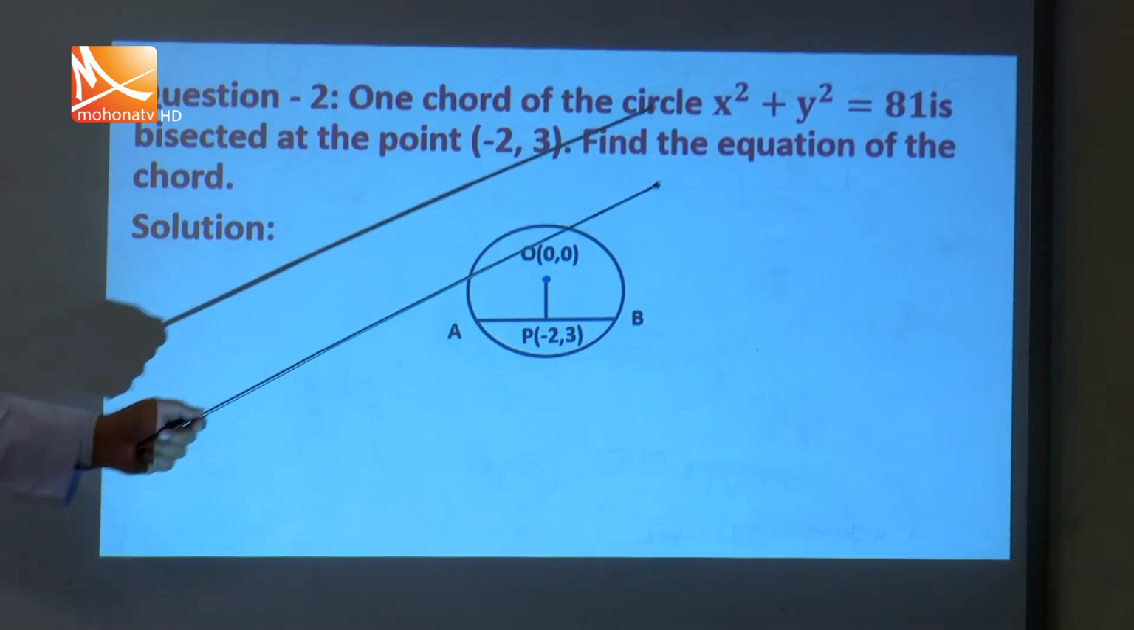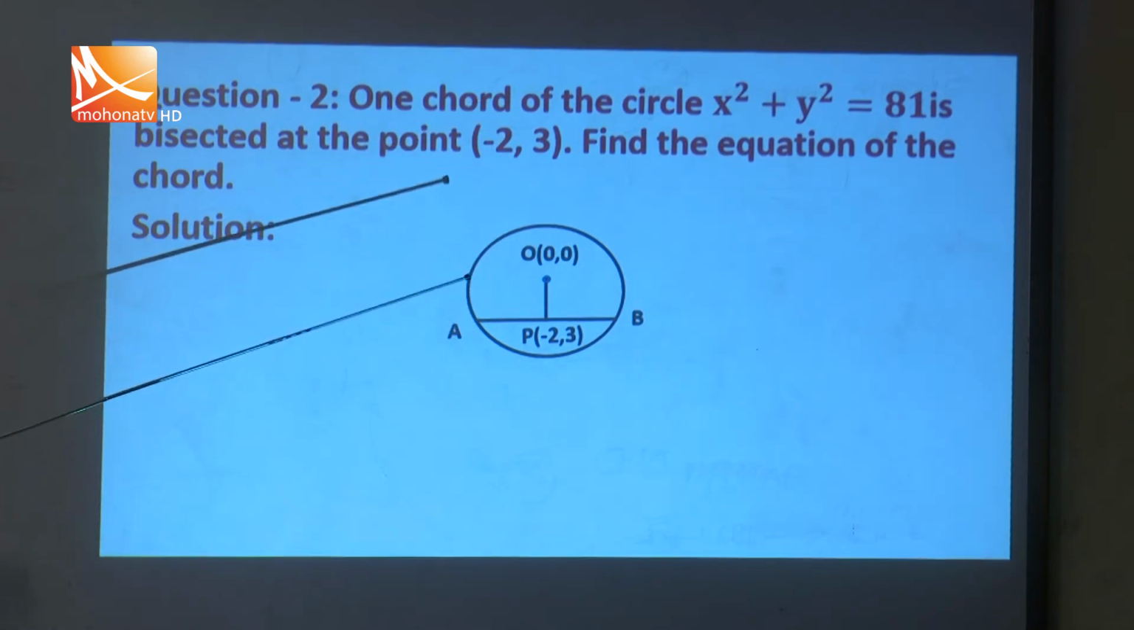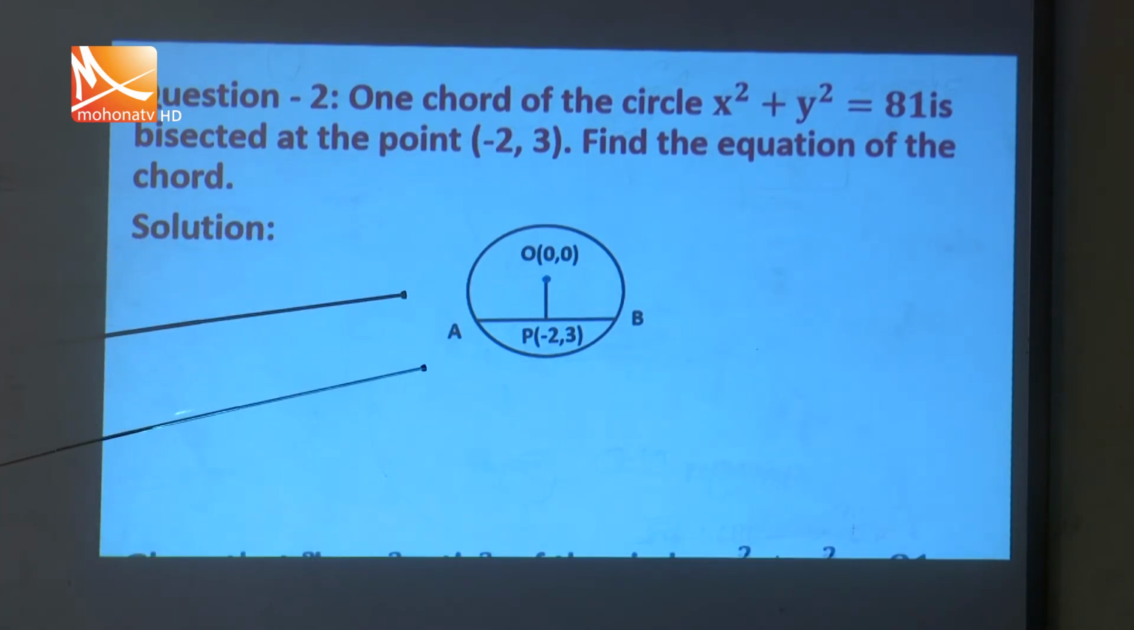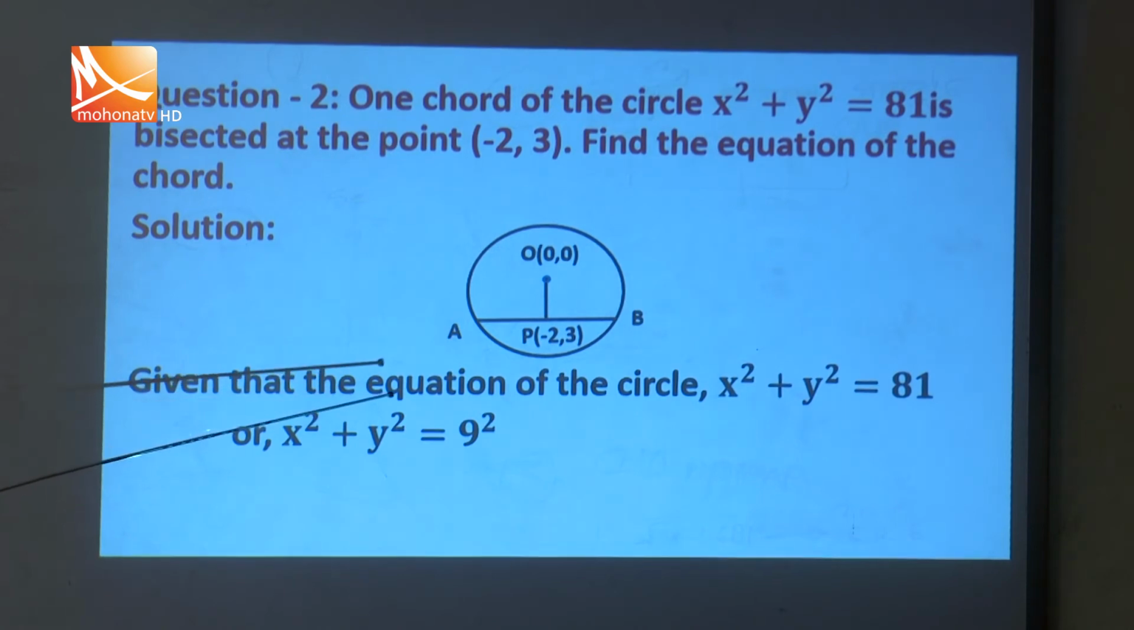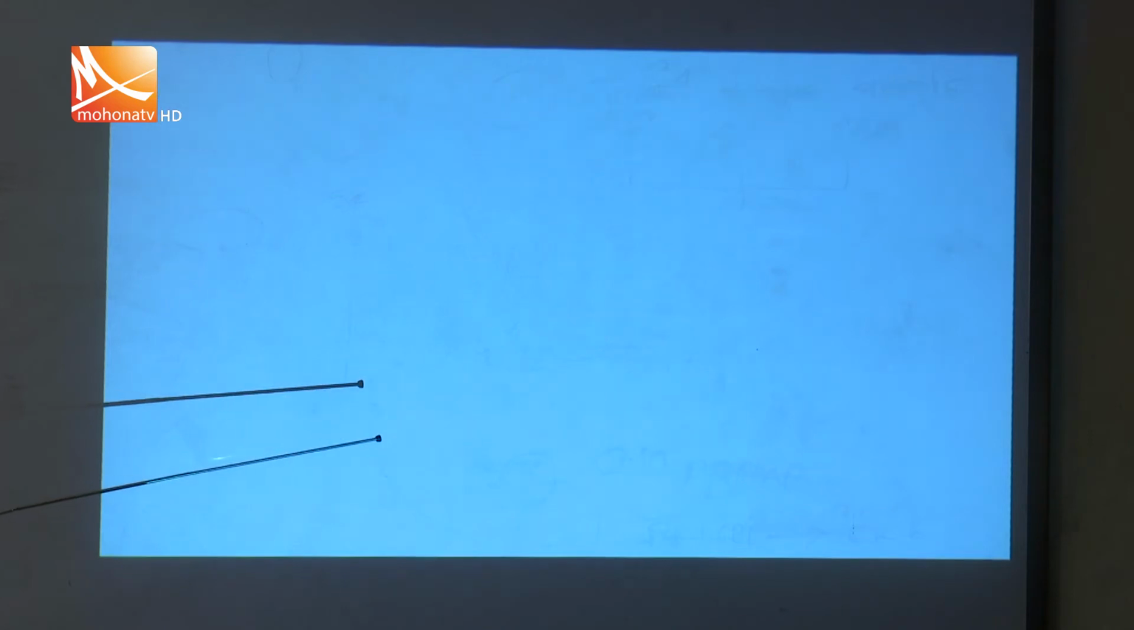Its center is (0, 0) and radius is 9. Now 81 equals 9 squared. You just see that we have written, given that the equation of the circle x² + y² = 81 or x² + y² = 9². So its center is (0, 0) and radius is 9 units.